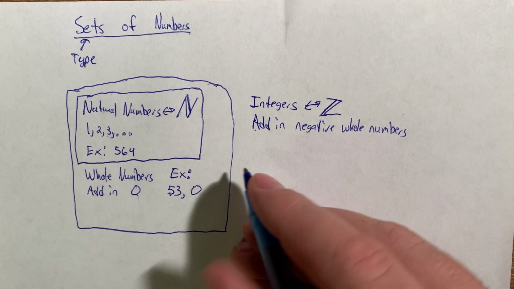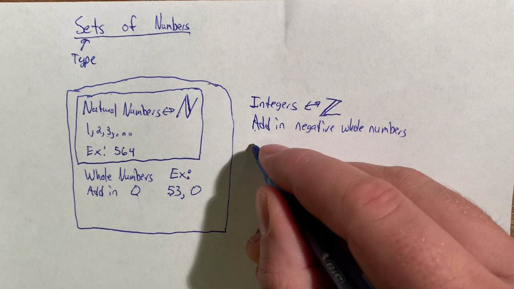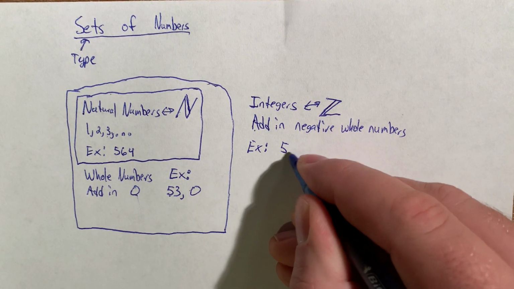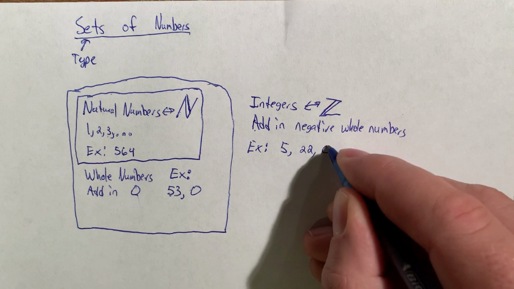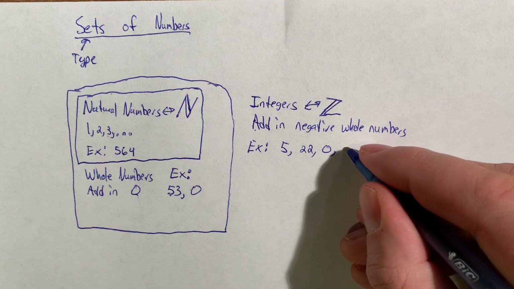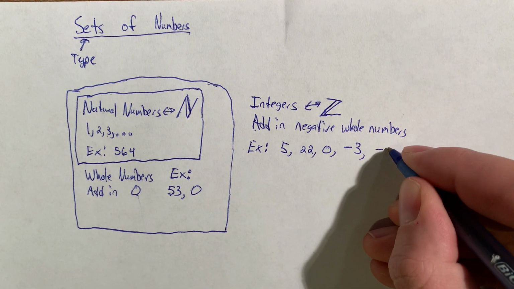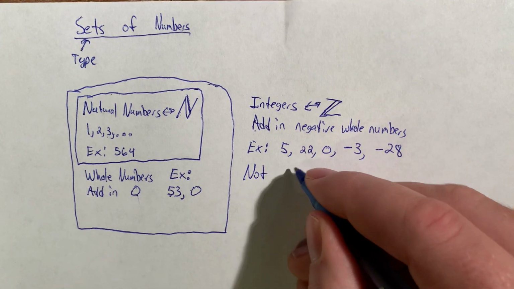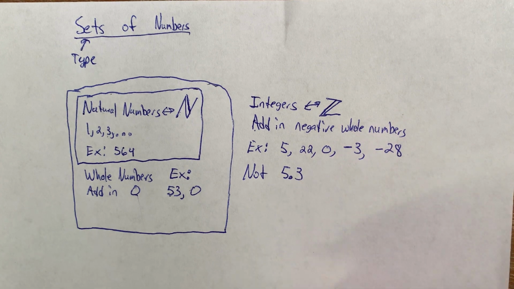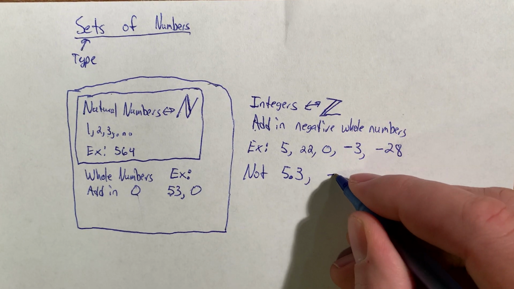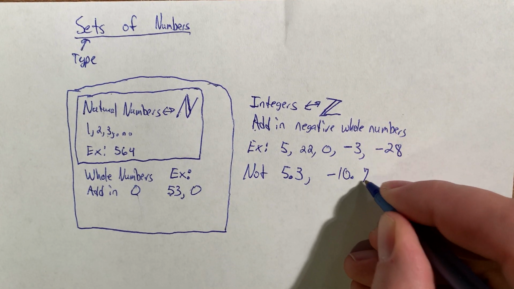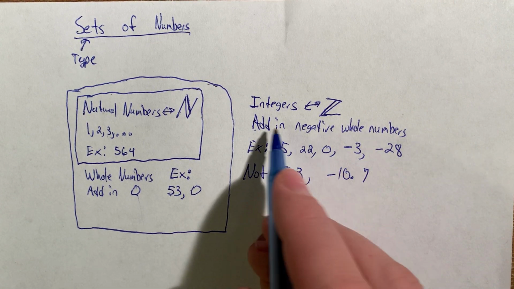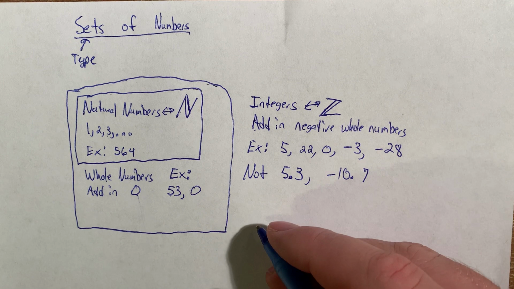So examples would be things like 5, 22, 0, just like before. These are also integers, but also negative 3, negative 28. Something that is not an integer would be like 5.3 or negative 10.7, because these are not negative whole numbers. They're not positive whole numbers. So these are the positive or negative whole numbers.